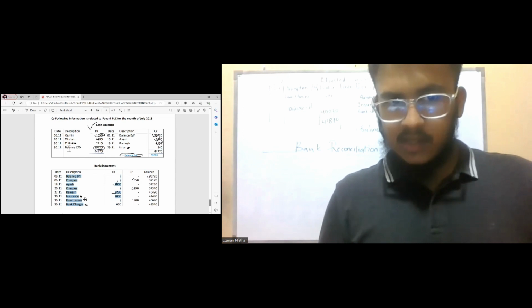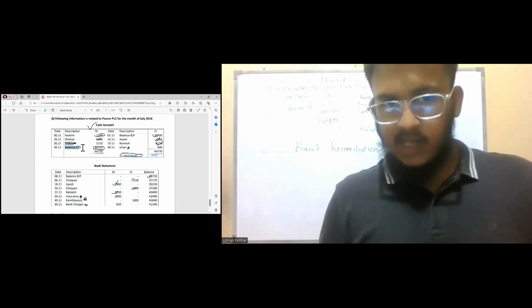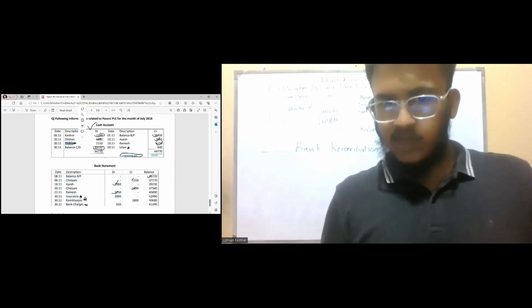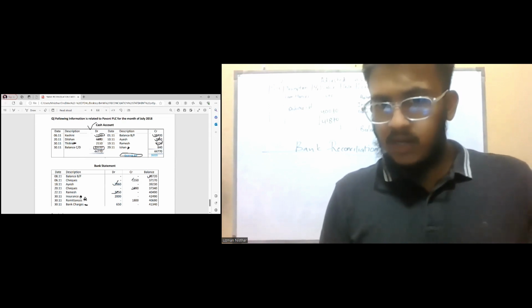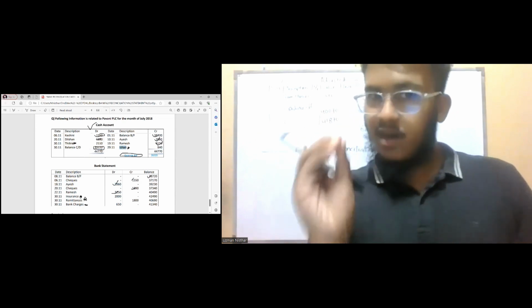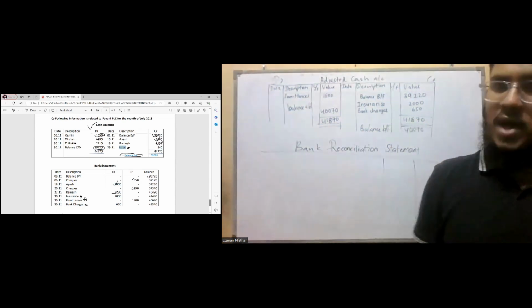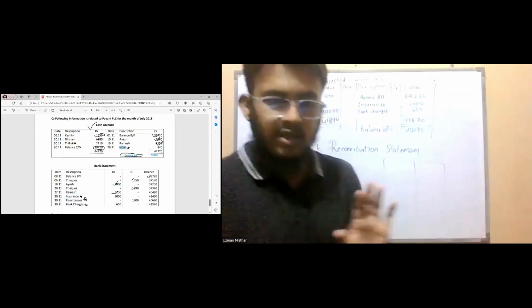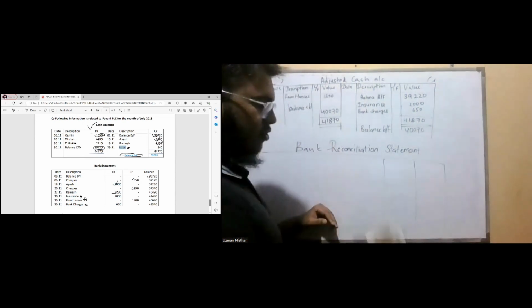There are some transactions. Tilini's check amount is not there, 2,110. Ishan's check amount was not recorded in the bank statement. These transactions only are recorded in the bank reconciliation statement. There's no error correction. We are just tallying it with the bank account.